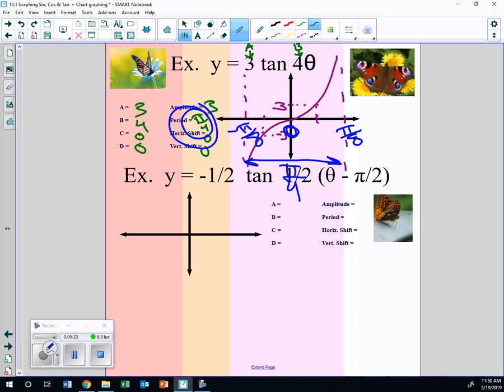That's tangent. You want to try one? You try this next one. So just like before, probably need to pick off your A's and B's. A is going to be negative 1/2. Amplitude is 1/2, but we're going to flip it. B is 1/2. The period is going to be pi, not 2 pi, but pi over 1/2. Is that pi over 2 or 2 pi? Aha, 2 pi, yeah.